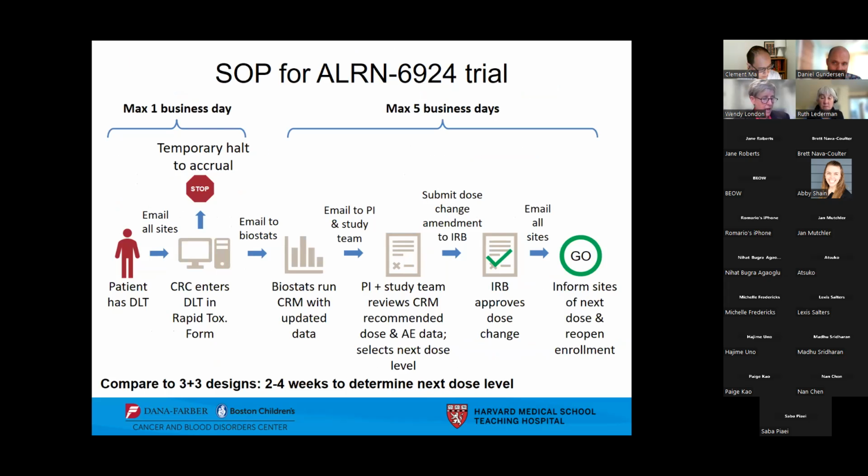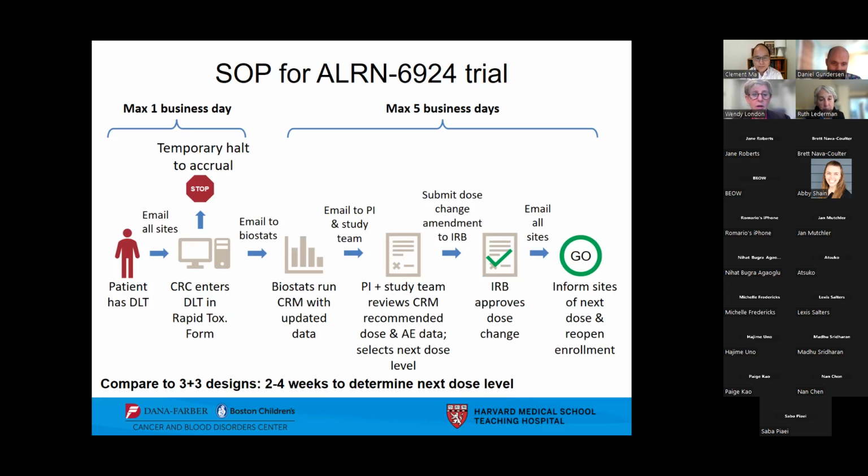So it's really important to have good communication during the conduct of these adaptive designs. It's important, if a patient has a DLT, to temporarily halt the accrual, because you have to find out if that DLT would result in a recommendation to decrease to a lower dose level. And the next patient that comes along can't be treated at the current dose level if the recommendation would have been to decrease. So quick communication: the sites are emailed to temporarily halt the accrual.